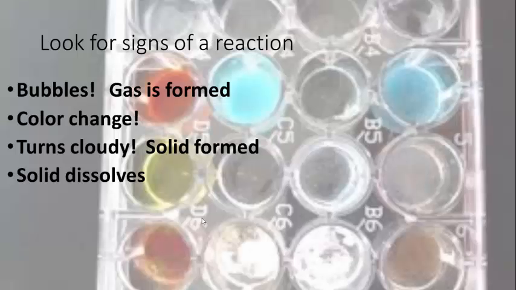Once you mix your reactants together, you're going to be looking for signs of a reaction, and you really should mix them with a glass stirring rod. Make sure it's clean though. You don't want to transfer and have any contamination from one well plate to the other. Look for bubbles. Of course, this is indicating that a gas is formed. Look for any color changes. Look and see if the solution turns cloudy.